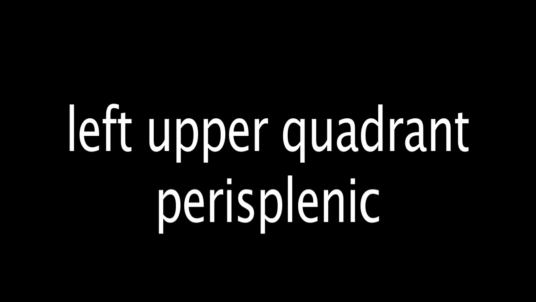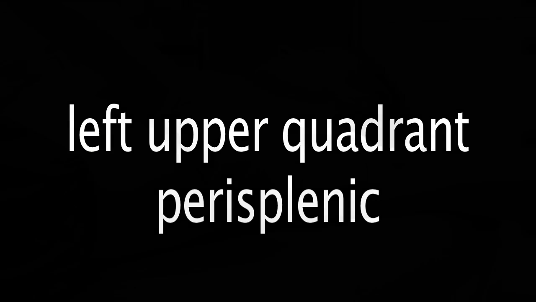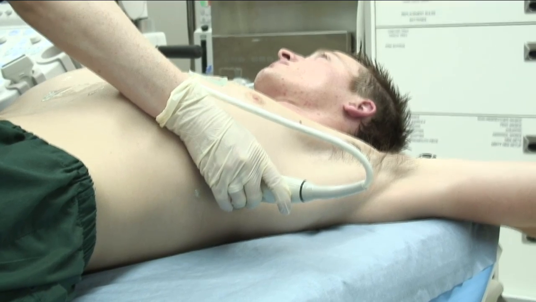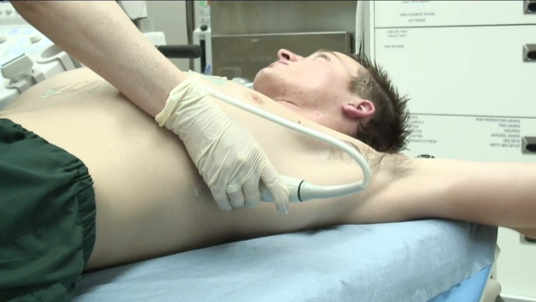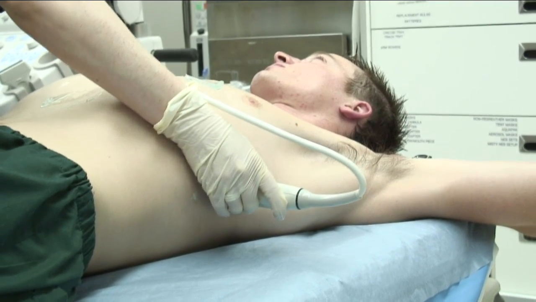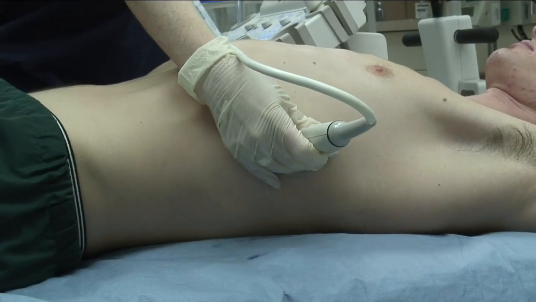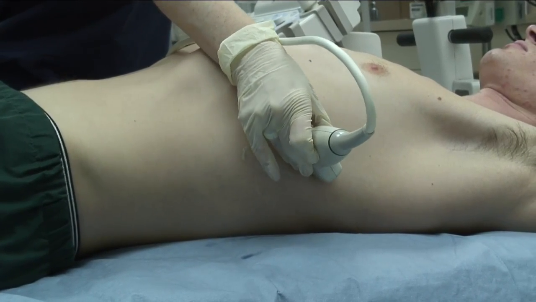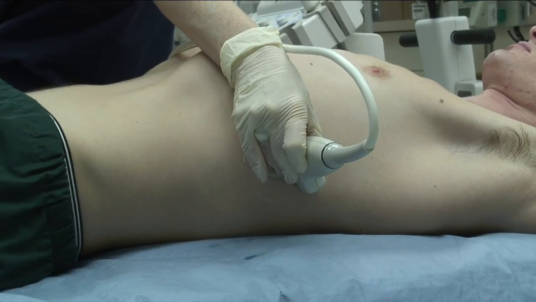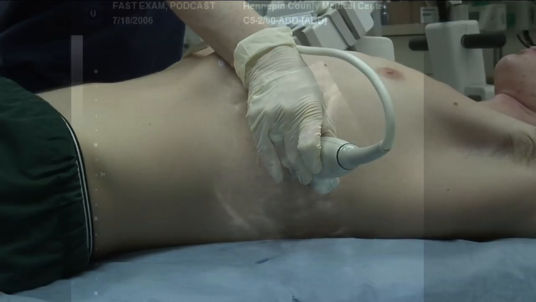The left upper quadrant or perisplenic abdominal views are usually the most difficult part of the FAST exam. The position of the probe in the perisplenic view is the posterior axillary line at about the level of the 5th to 8th rib interspace. Rotating the probe slightly clockwise will eliminate the rib shadows and generally give a better perisplenic view.